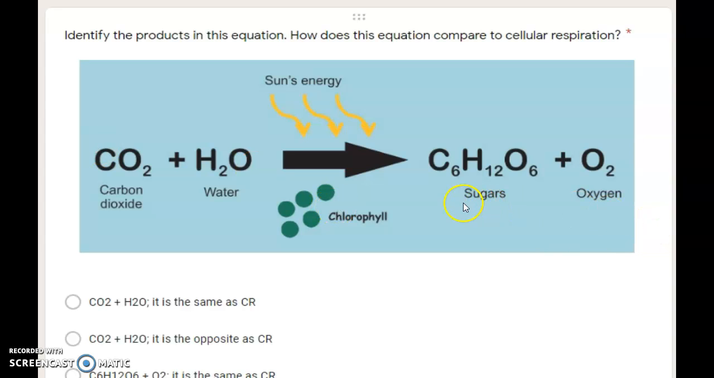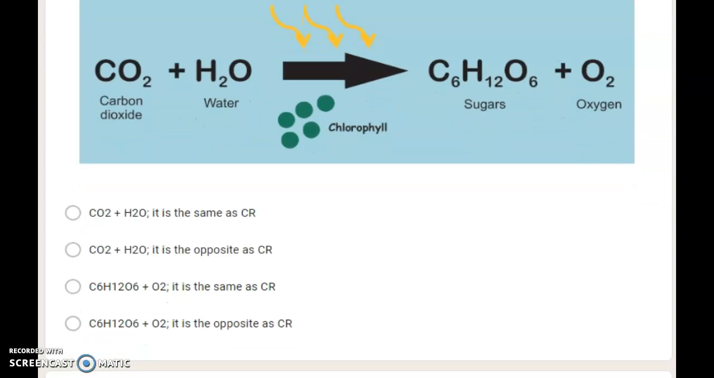Our products again are the glucose and the oxygen, and it's going to be the opposite of cellular respiration. So we can eliminate those two because those are the reactants. So C6H12O6 is opposite of cellular respiration. This would be our correct answer right here. Our products of photosynthesis are glucose and oxygen, and it is the opposite process of cellular respiration.